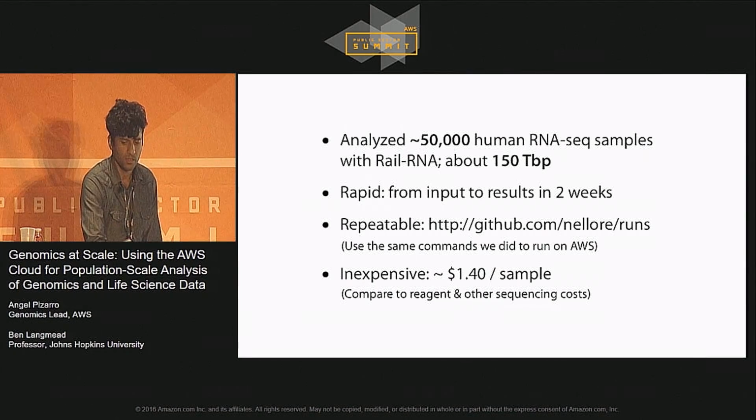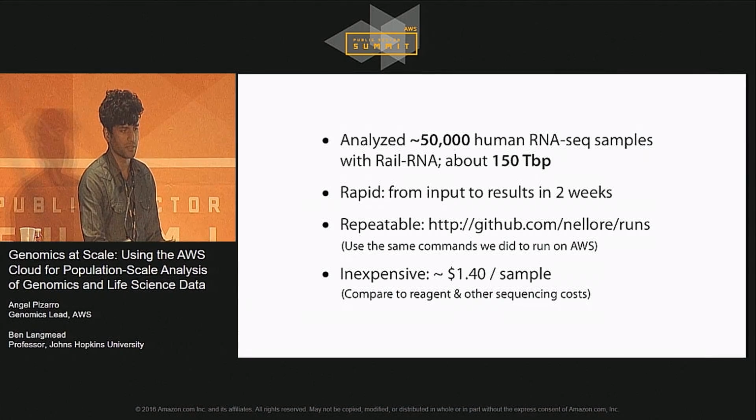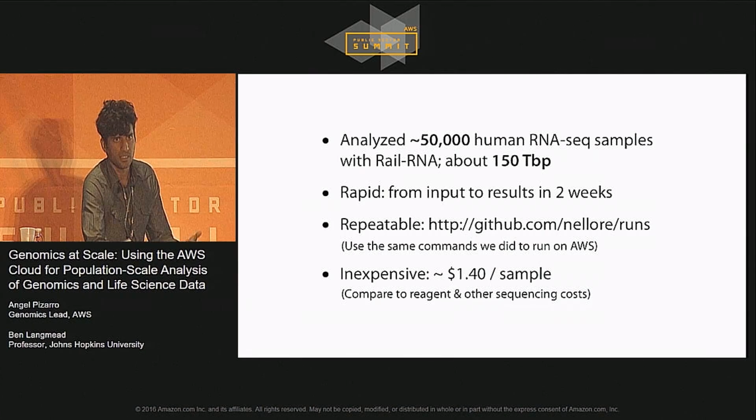We went from input to results in about 2 weeks, just constantly submitting these job flows. The reason it took 2 weeks and not, say, a day, because remember, we can reserve as much compute as we want on EMR, is that you can only download the raw data so fast from NCBI. So this was our rate limiting factor in running our jobs. But for example, if all the data were hosted on S3, we could finish these job flows in a day. And that's actually now happening with the Cancer Genome Atlas.